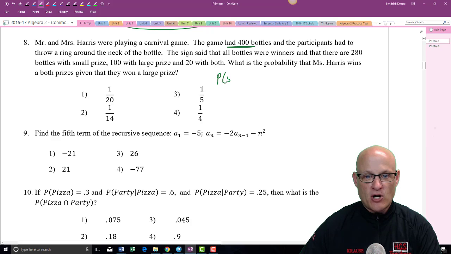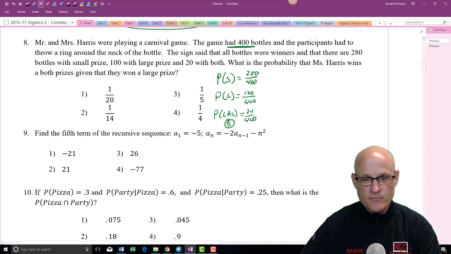So the probability of a small prize win is 280 over 400. Leave it as 400, it's fine. The probability of 100 with large prize, so the probability of large prize would be 100 over 400. And the probability of large and small, that's why this is going to be hard, is 20 over 400. Now, and just means both, right?